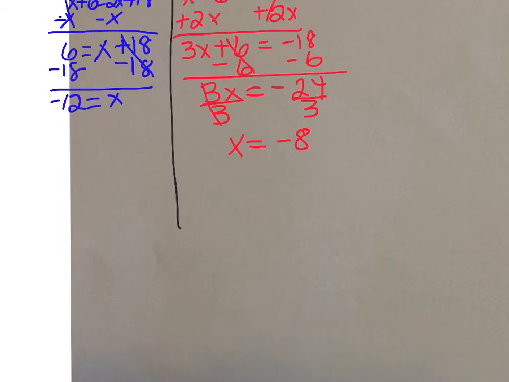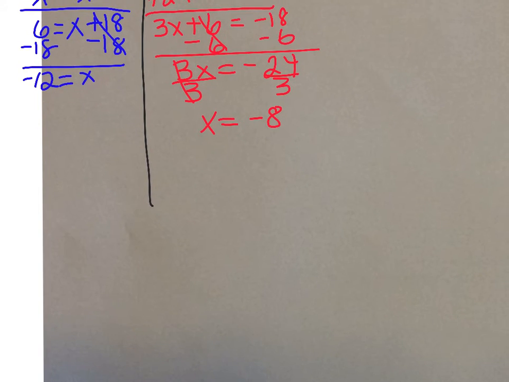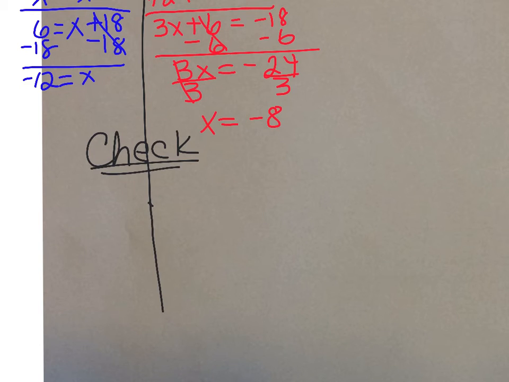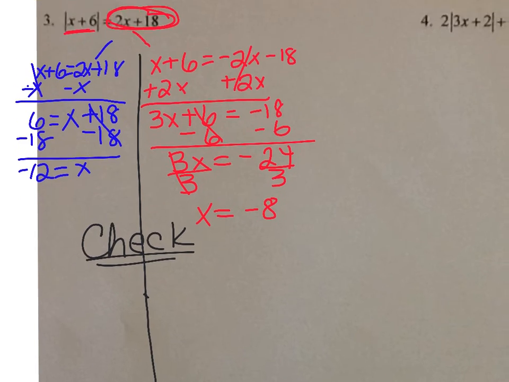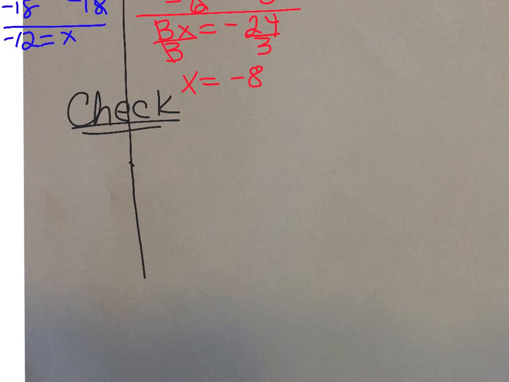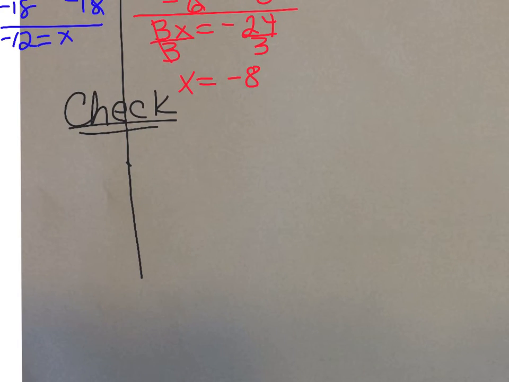Okay, now we have to check. All right, so write down the word check. Remember, we're writing down the original. I just have to go back and look at the original. So it's the absolute value of x plus 6. So write that down.